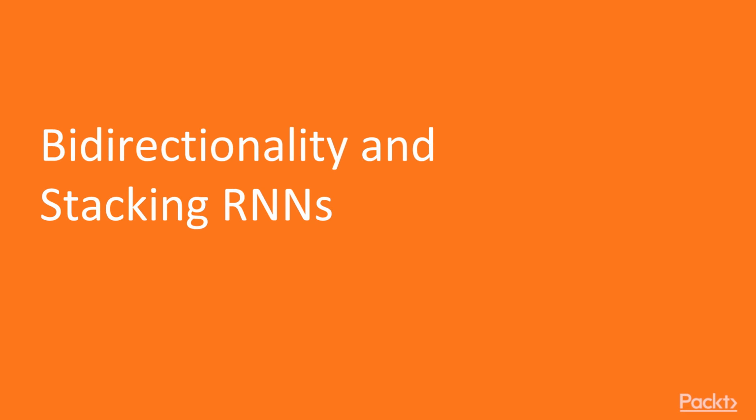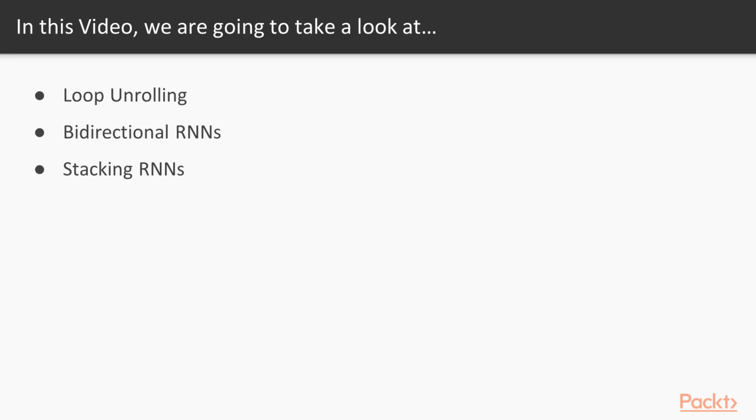Welcome to our video on bidirectionality and stacking RNNs. Here we'll learn various ways of combining individual RNNs for improving performance. First, we'll go over the notion of loop unrolling or unfolding, which will help us visualize the next topic, bidirectional recurrent neural networks. We'll also show how to increase the depth of our RNNs by stacking them one after the other.